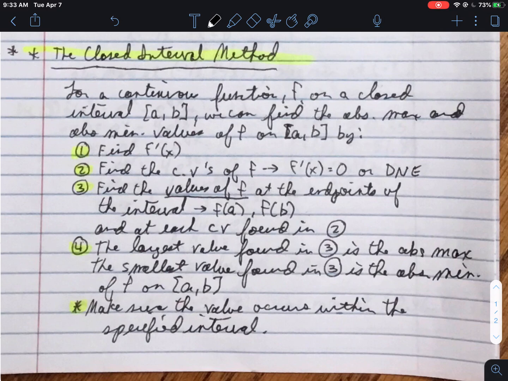Now, do be careful, and I'll give you an example to show you what I mean here. But do, of course, make sure that the value that you identify as the absolute max or absolute min actually occurs within the specified interval.